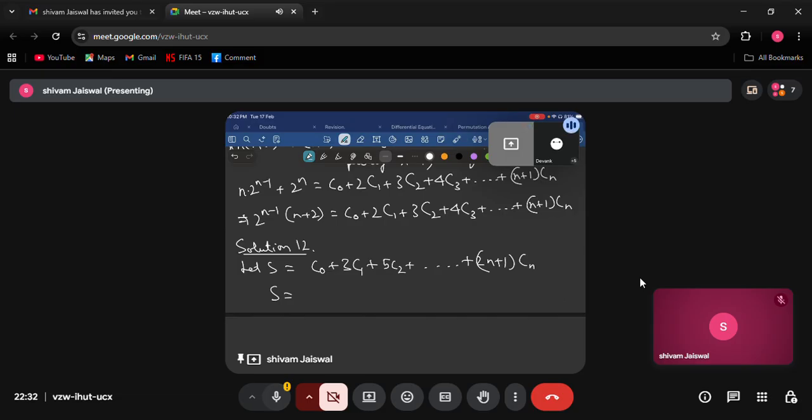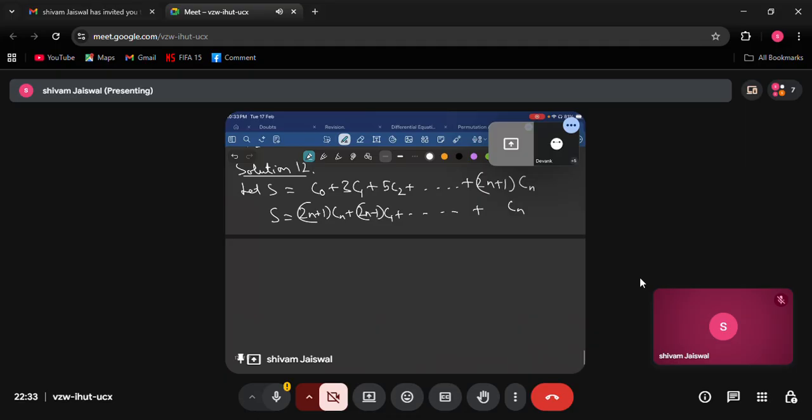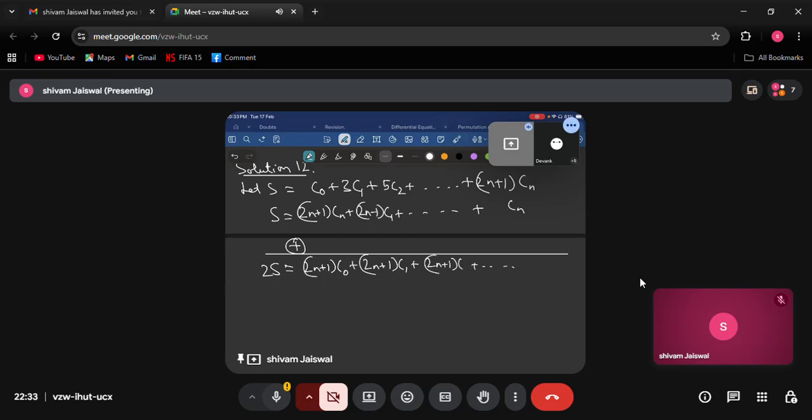This is also another method. Everyone pay attention. You write the summation in the reverse order: 2n plus 1 C0 ... Cn plus 2n minus 1 C1 plus dot plus Cn. So when you add S plus S, 2S will be equal to 2n plus 1 into C0 plus 2n plus 1 into C1 plus 2n plus 1 into C2 plus dot plus 2n plus 1 Cn.